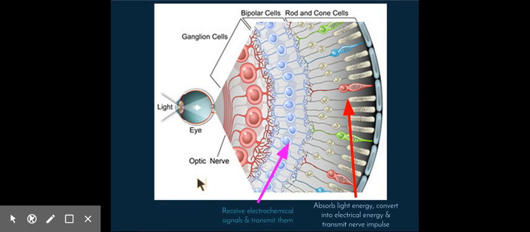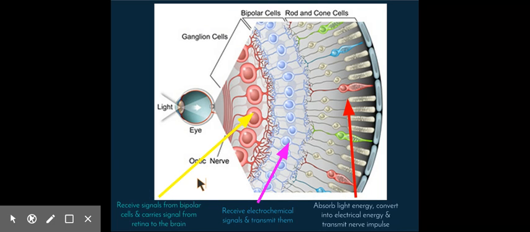The bipolar cell layer then receives the electrochemical signals from the rods and cones and transmits the signal from the photoreceptors to the next layer of cells, the ganglion cells. So the bipolar cells are sort of an intermediate between the rods and cones and the ganglion cells. The ganglion cell layer, in this layer, the cells receive electrochemical signals from the bipolar cells.